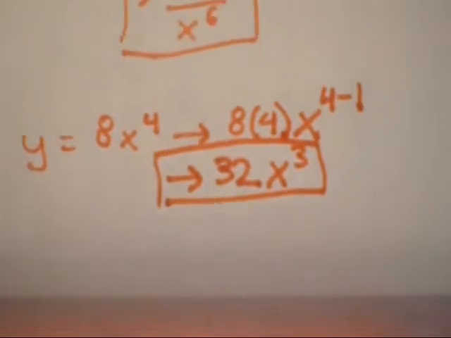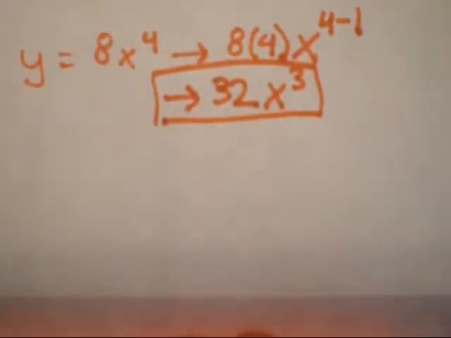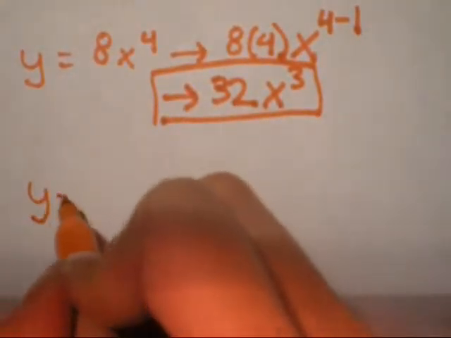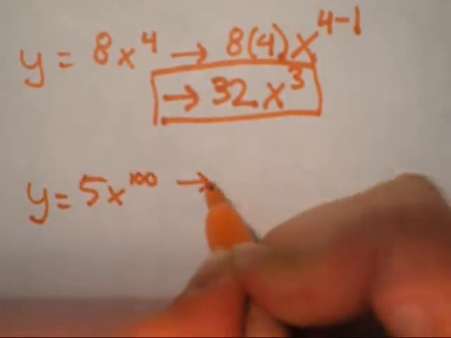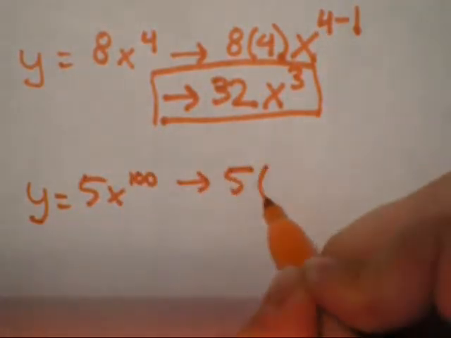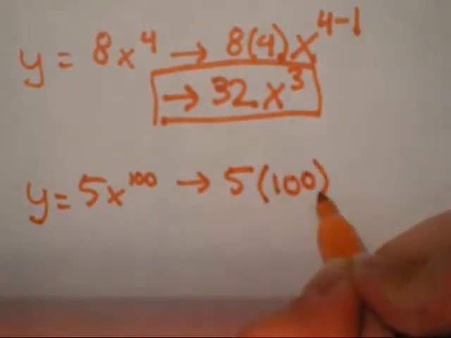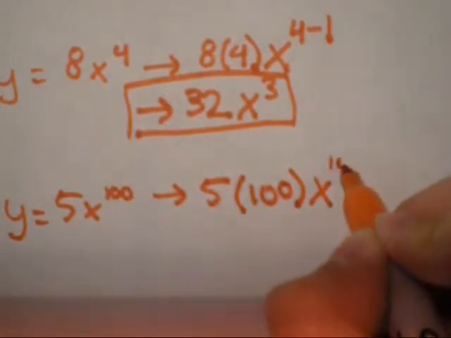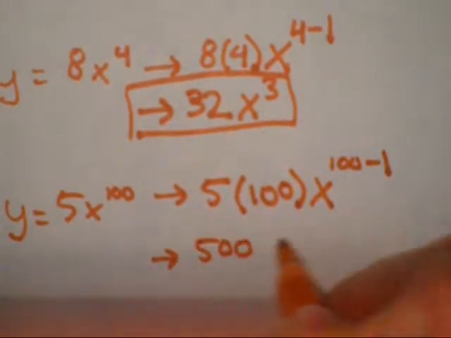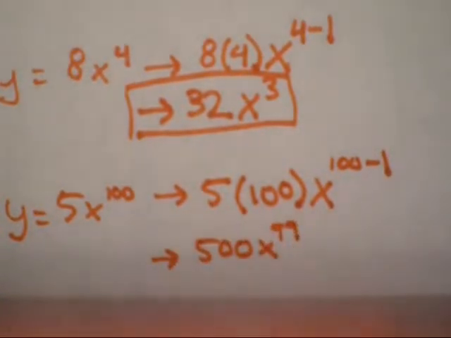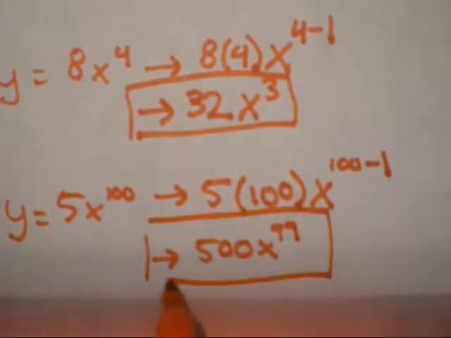That wasn't too bad. Let's look at y equals 5x to the 100. So we keep the 5, we multiply by 100, x to the 100 minus 1. So our final answer would be 500x to the 99, right? That makes sense.